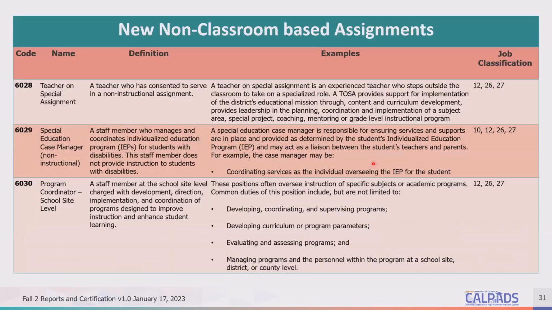Okay. So moving on to the next slides, we've introduced 3 non-classroom job-based code assignments this year. So in prior years, when you have a teacher who is assigned a non-classroom code, but there's no specific non-classroom job code assignment that you could pick, you normally just use 6020. However, 6020 is so broad that the state or even you couldn't identify the specific job for that teacher, right?